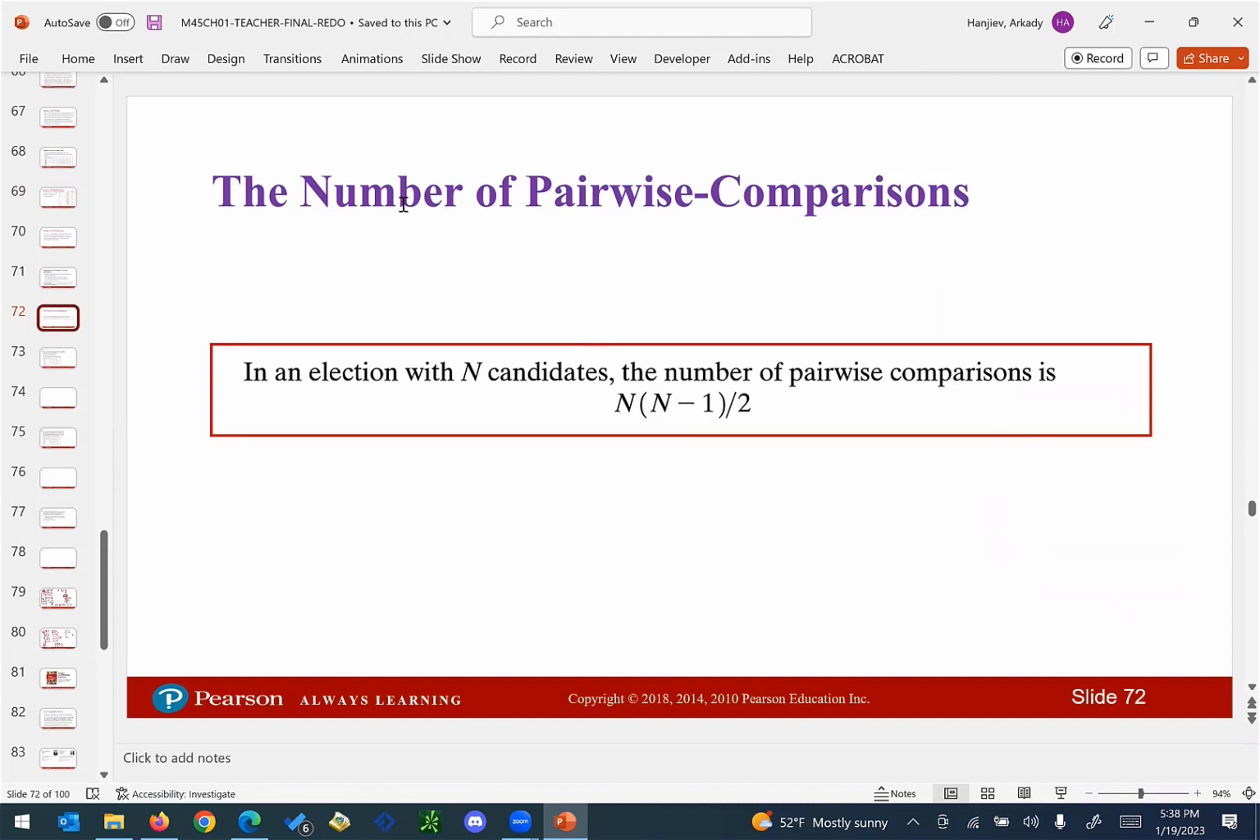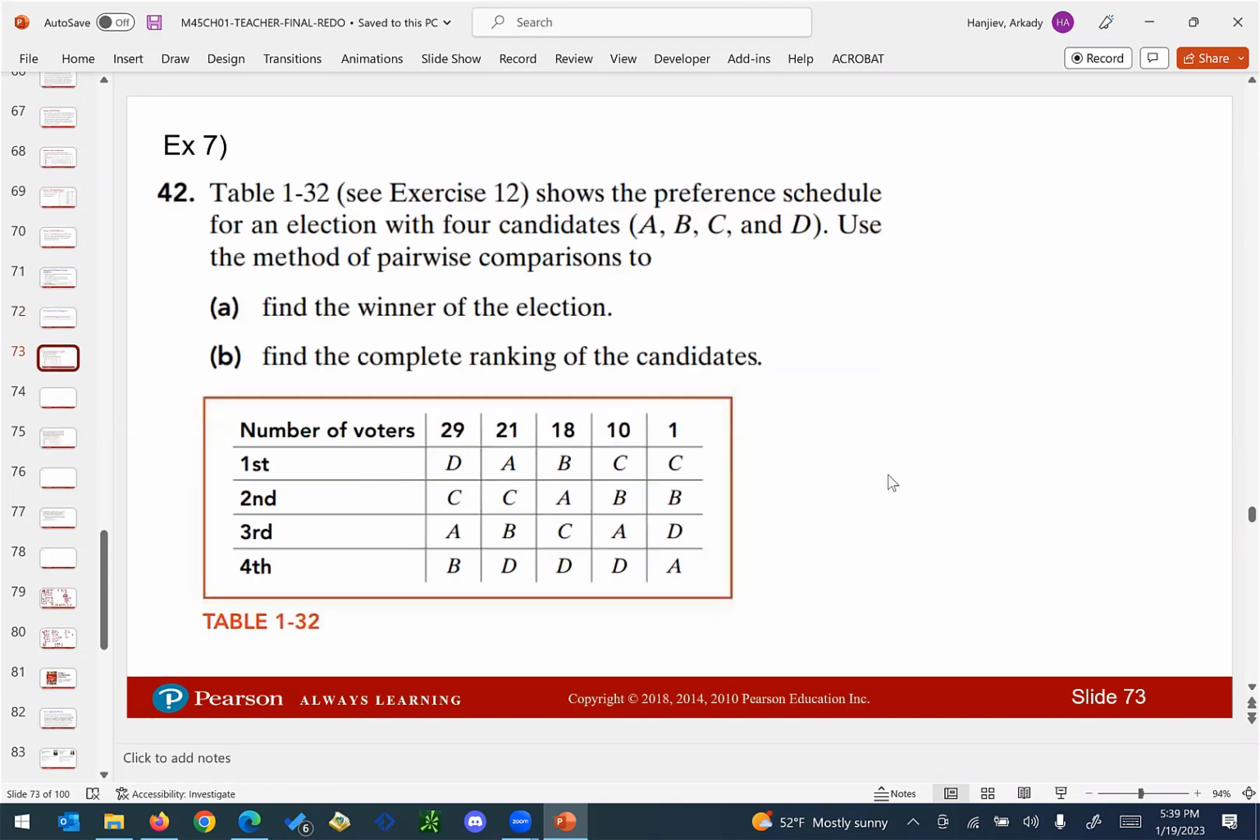So this is going to be on the homework as well. It's going to ask you how many pairwise comparisons you need for, say, 30 competitors or 30 players, and you're just going to plug in the number. It's going to be 30 times 29 divided by 2. So let's go to some exercise problems here.